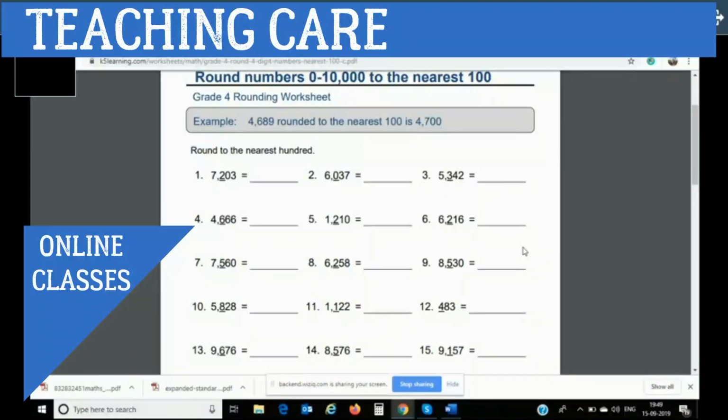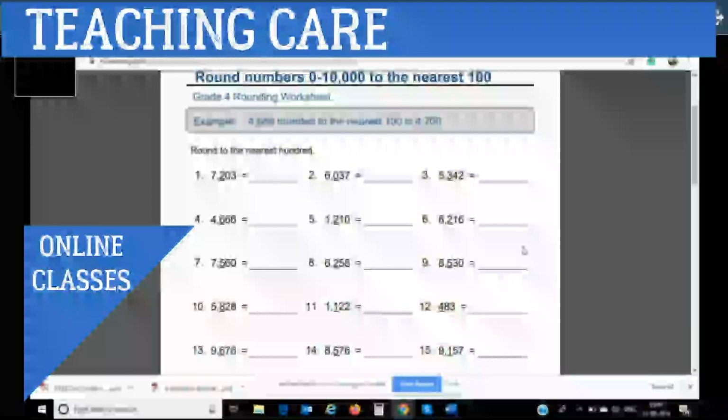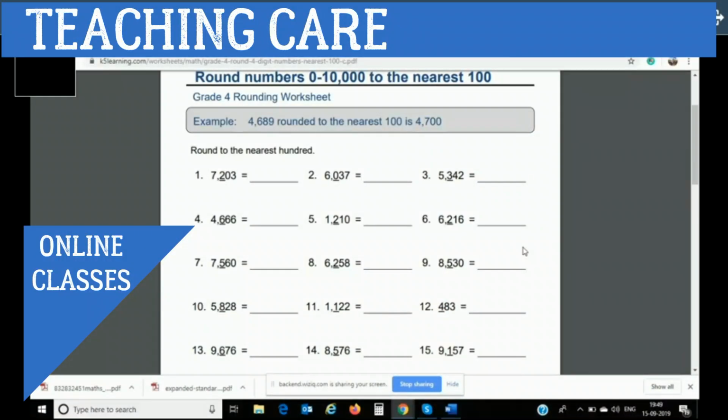1,200, means 1,000. 1,200. 6,000. 6,200. 7,600. 6,005. What is it? 6,000, 200. No, no, not 200. 300. So 6,300. 6,300. 8,000.